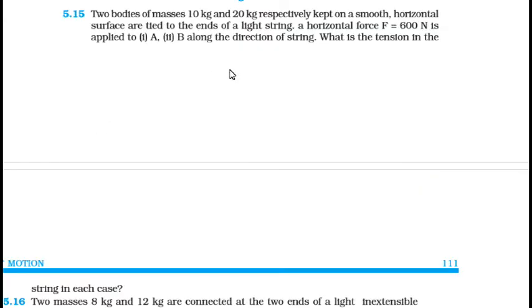So let us see the next problem, that is 5.15. Two bodies of mass 10 kg and 20 kg respectively, kept on a smooth horizontal surface, are tied to the end of a light string. A horizontal force F equal to 600 Newton is applied to A or B along the direction of the string. What is the tension in the string in each case?